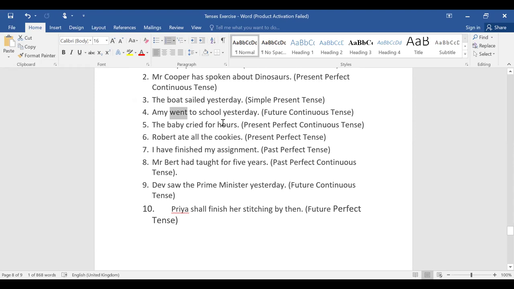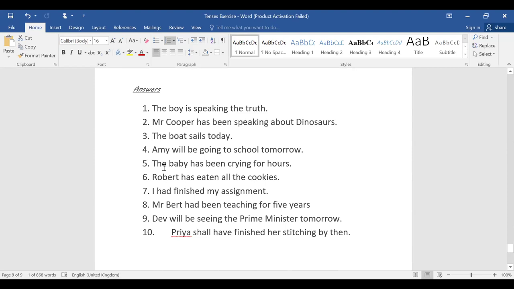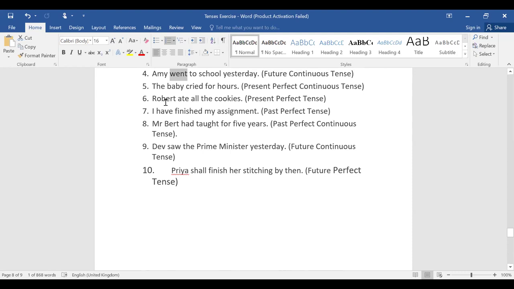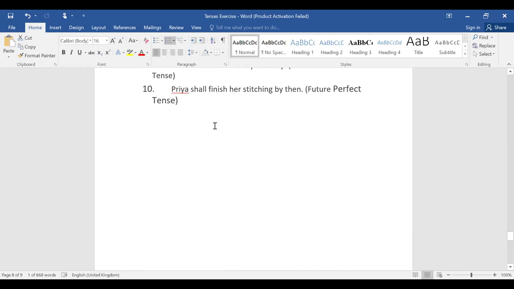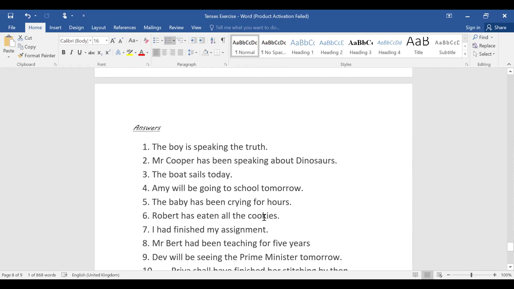Then five. The baby cried for hours. We want present perfect continuous. Baby cried. Cry is the verb, and we want crying. Okay. So the baby has been crying for hours. Then number six, Robert ate. This is the past tense of eat. What did they say we should change it to? Present perfect tense. So Robert has eaten all the cookies. Has eaten. Present perfect.